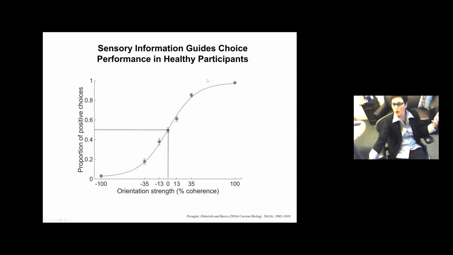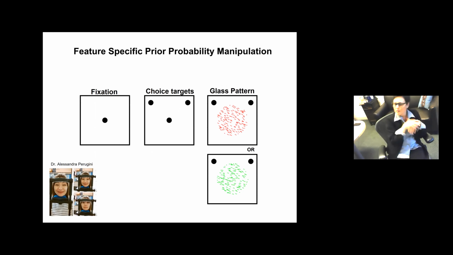When it's very strong rightward information, they choose rightward all the time. When it's very weak rightward information, they choose rightward almost never, right? So the choice of the orientation is really determined by the strength of the sensory evidence. When the sensory evidence is weak, people randomly guess. Okay. So now a very talented postdoc in the lab, Alessandra Perugini, she's now at the University of Bristol.